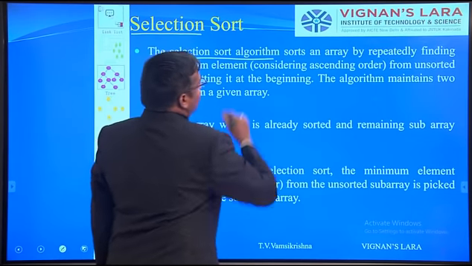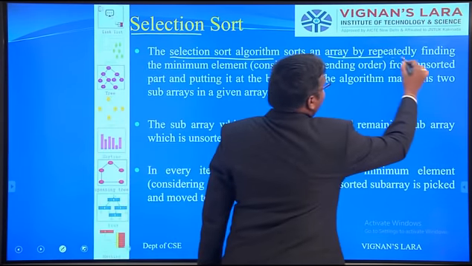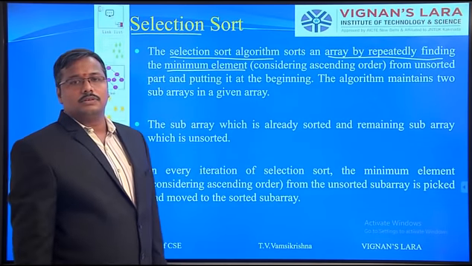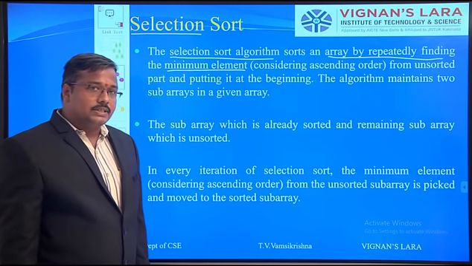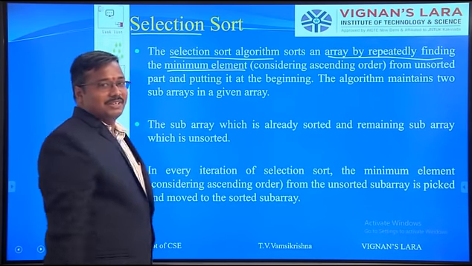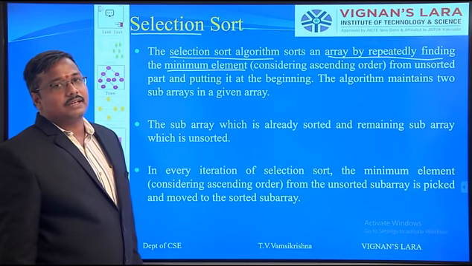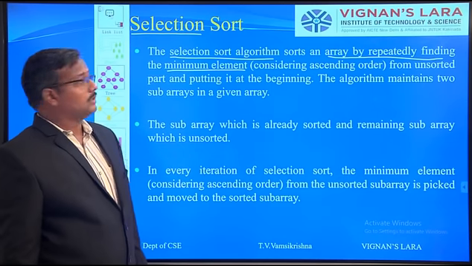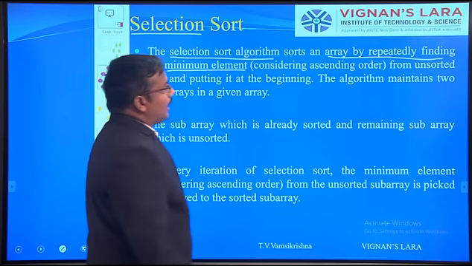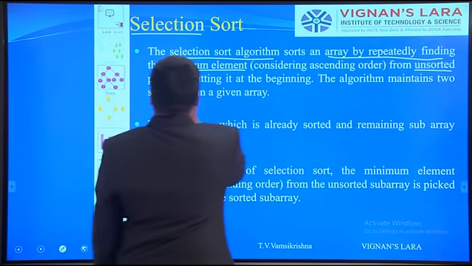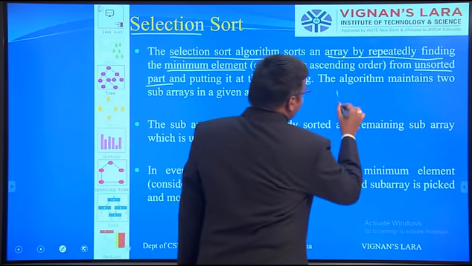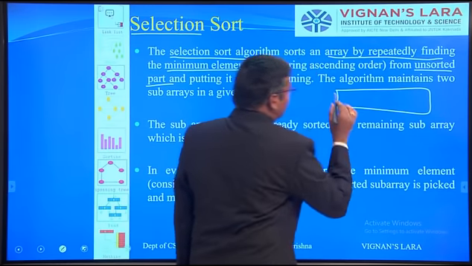The selection sort algorithm sorts an array by repetitively finding the minimum element from the unsorted part. This is considering ascending order. In case of descending order, each and every time we need to find the maximum element. By considering ascending order, we need to find the minimum element. This kind of technique we already saw in insertion sort also.